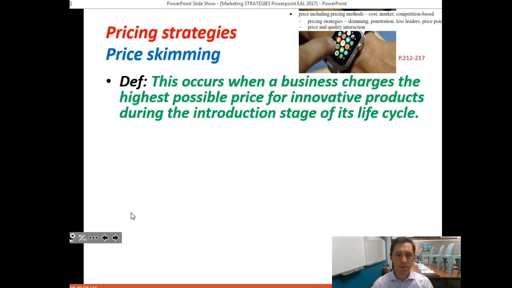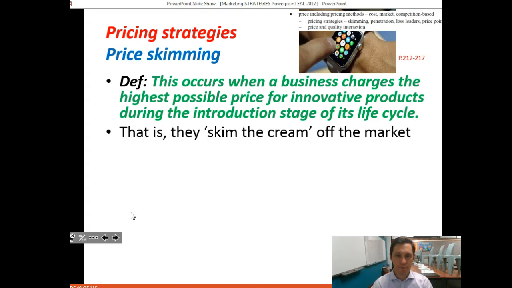Okay, so in terms of price skimming, this occurs when a business charges the highest possible price for innovative products during the introductory phase of its life cycle. And hence there's a product up here of an Apple Watch, because Apple is renowned for using a skimming strategy. When it brings out a new product, it will charge a relatively high price, and it's really trying to sell that product to what I refer to as early adopters. So people who are almost going to buy that product regardless of price. Now clearly they have a price limit, but they really want to purchase that new product.